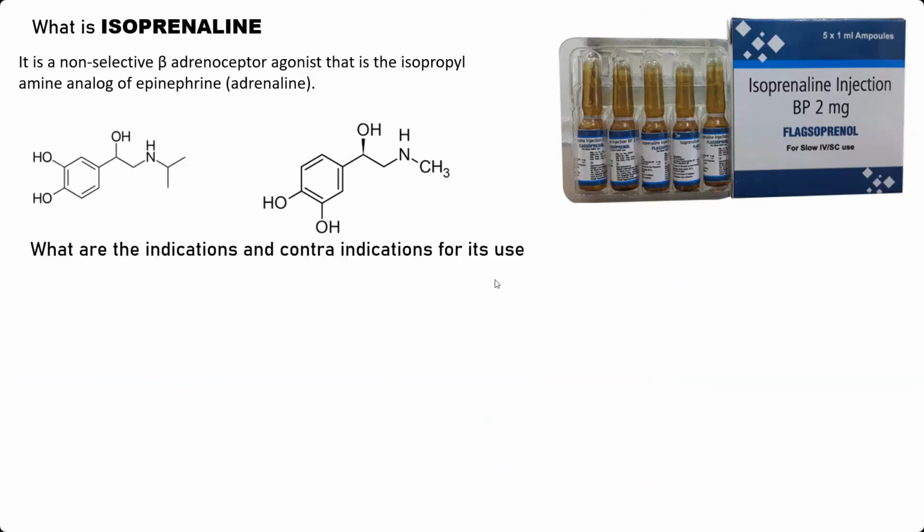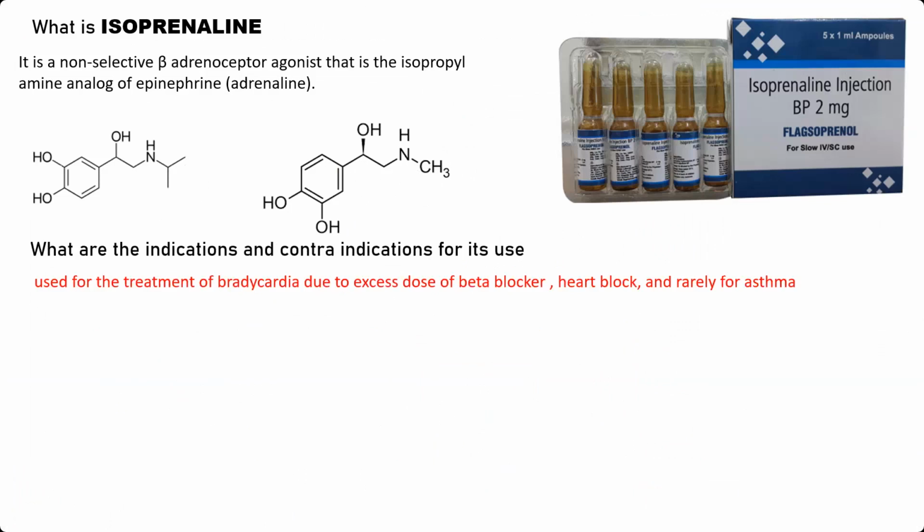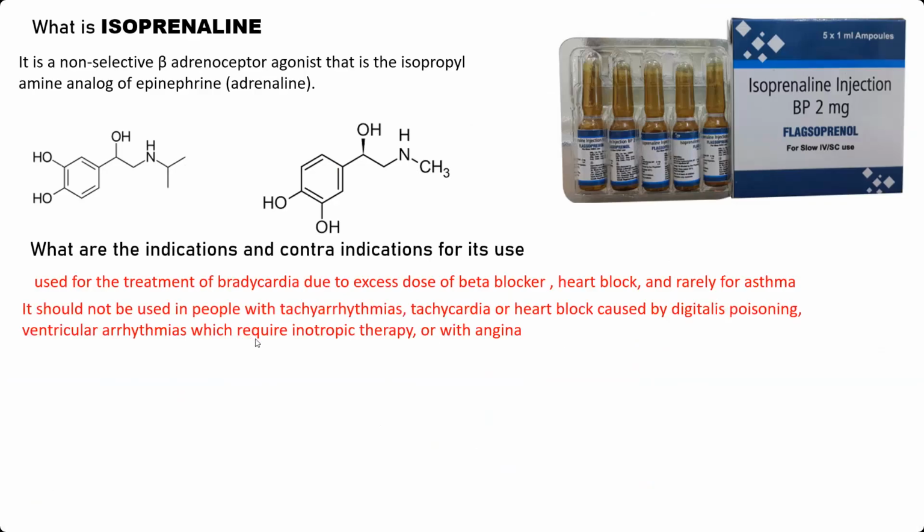What are the indications and contraindications for the use of isoprenaline? It is used in bradycardia, mainly to increase the heart rate. It is used in bradycardia due to excess dose of beta blocker, heart block, rarely for asthma. It should not be used in tachyarrhythmias, heart block caused by digitalis poisoning, ventricular arrhythmias which require inotropic therapy, or angina. These are the contraindications.